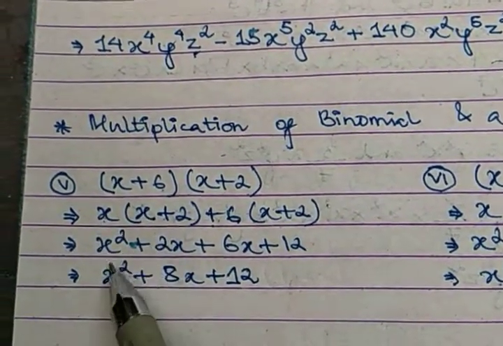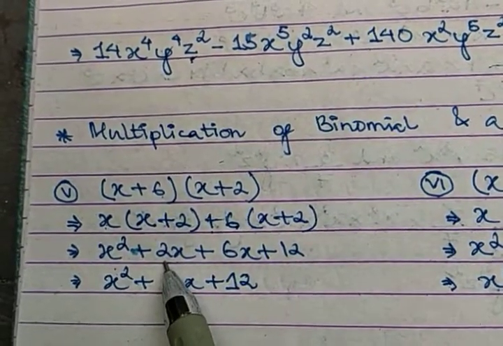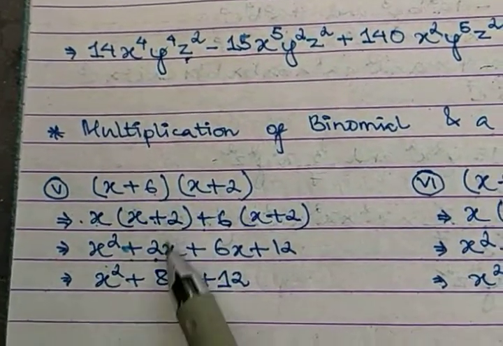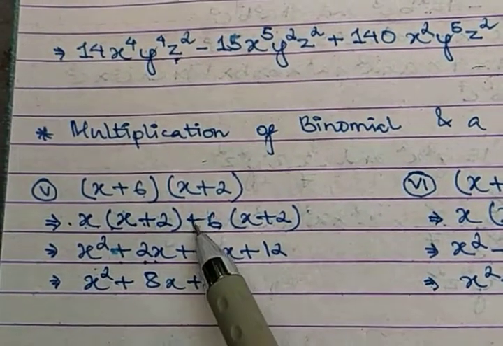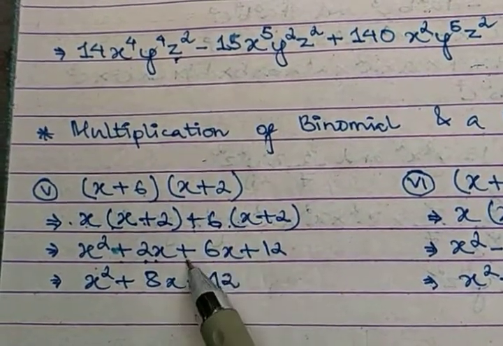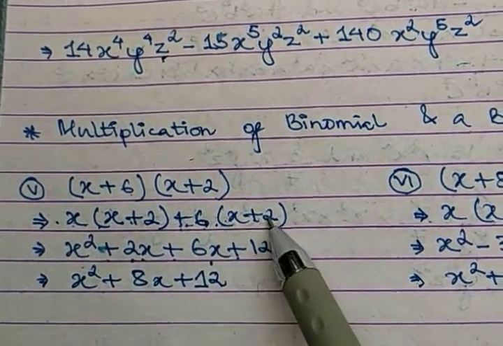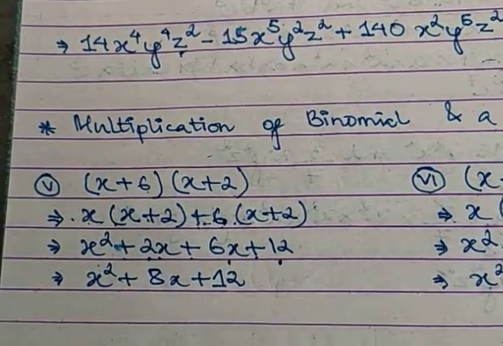So x into x became x squared, x plus 2, x into plus 2 became plus 2x. Signs multiplied first, plus into plus, it's plus, x into 2, it's 2x. Bracket means multiplication, that's what we have learned, isn't it? Similarly, plus into plus, it's plus, 6 into x is 6x, plus into plus is plus, 6 into 2 is 12. Okay, so are we finished here?